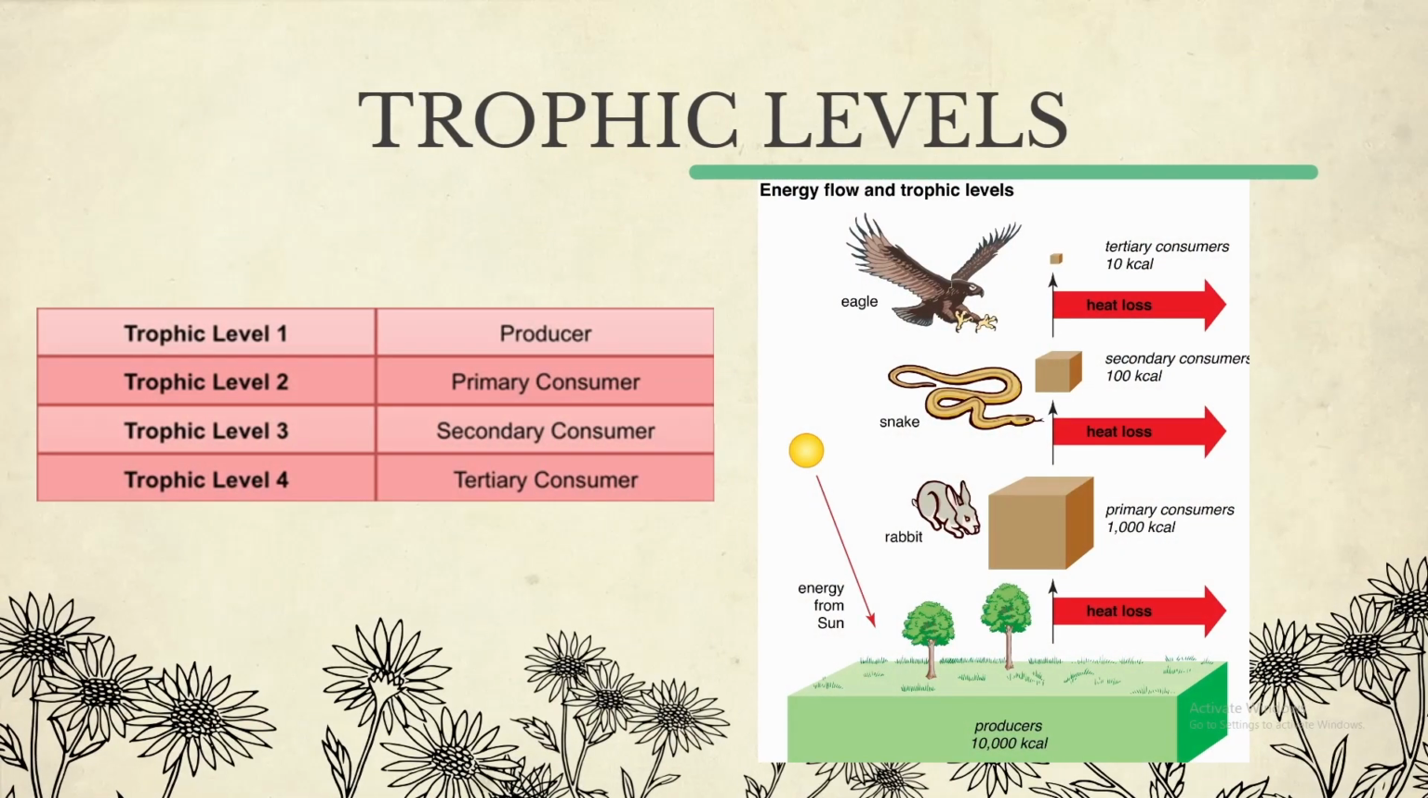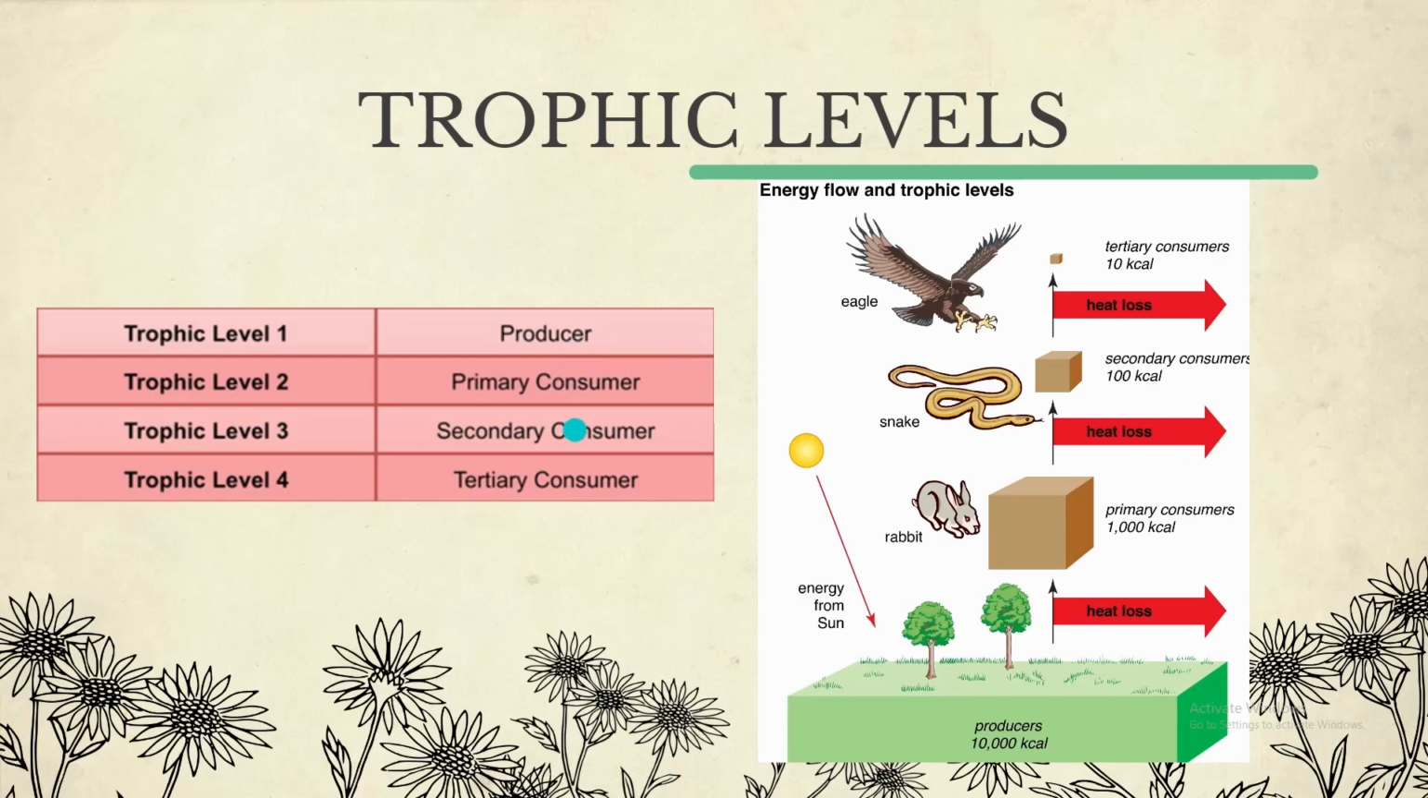In order to talk about energy flow, we also need to talk about trophic levels. The position that an organism occupies within a feeding sequence is known as a trophic level. The producers always occupy the first trophic level in a feeding sequence, as can be seen here at trophic level 1. Primary consumers then feed on producers and hence occupy the second trophic level.